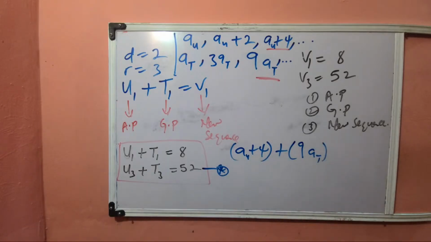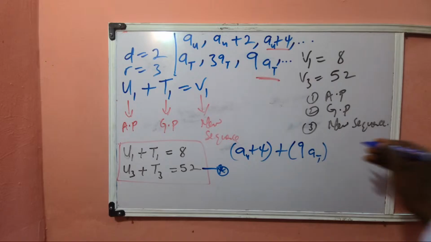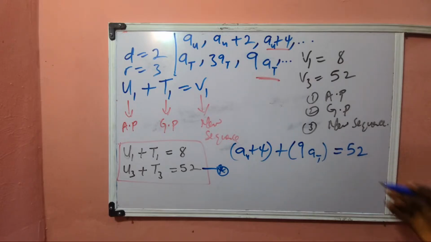Can you see that? Now, I was told that this is equals to 52. This is the kind of question you should expect. This is a 2019 question. So you have to brace up for questions like this. All right. Now, pay real attention to what I'm going to do now.